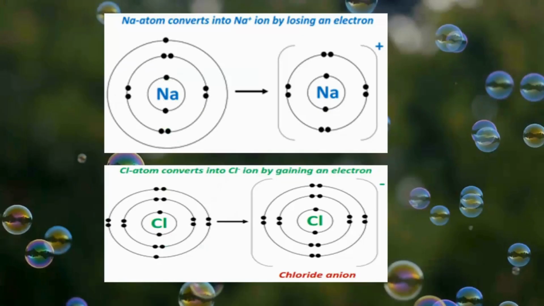So the sodium atom is converted into a sodium ion by losing an electron because the sodium atom has one electron in the outermost shell. So it has a tendency to lose electrons. So when it loses that electron, it becomes an ion. Okay, cation, Na plus. And here the chlorine atom will be converted into a chloride ion by gaining an electron, because it has 7 electrons in the outermost shell, and when it gains 1 electron from the other atom, it becomes a chloride ion.